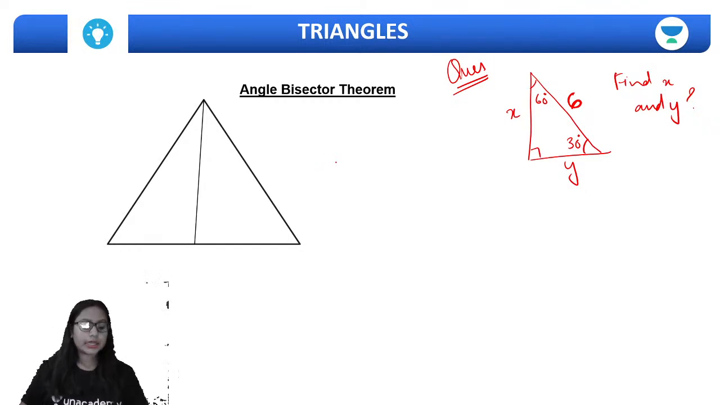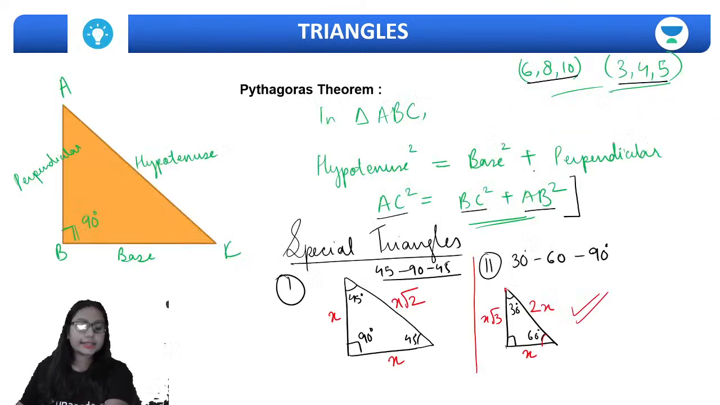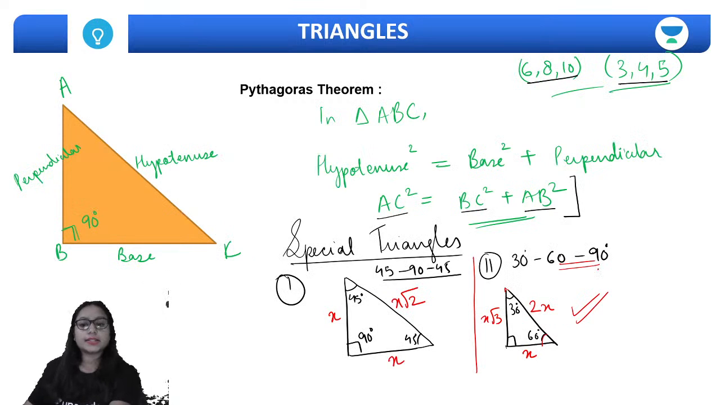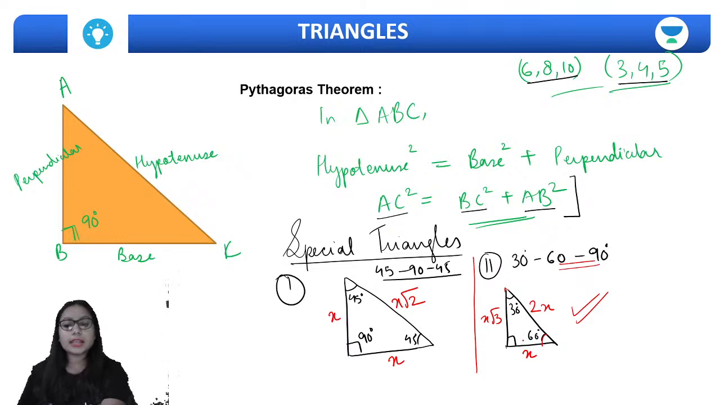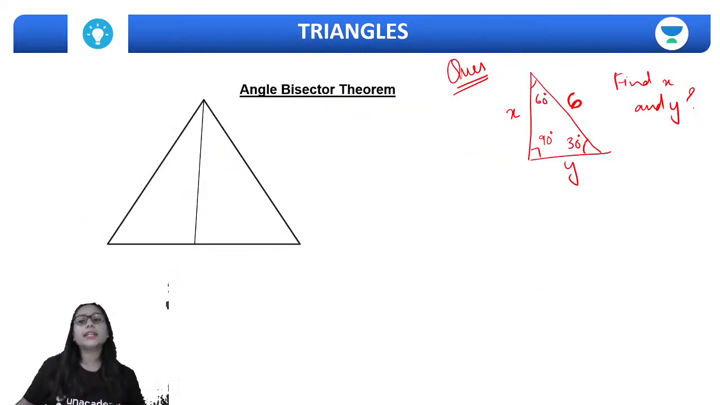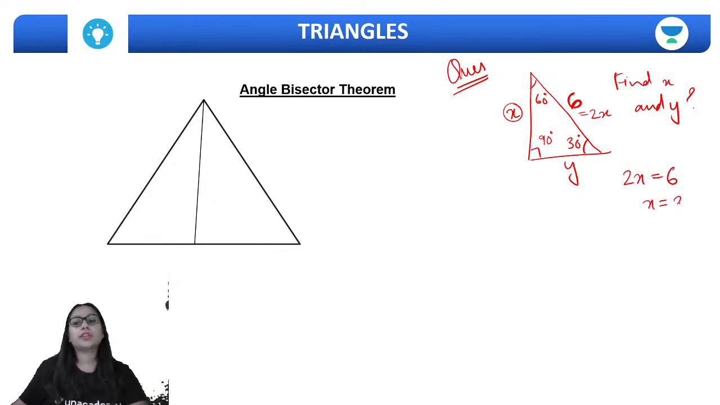Okay, let us discuss. So see, this is a 30, 60, 90 degree triangle, the second kind of special triangle we discussed here. We should always take the side opposite the 30-degree angle as x. And the hypotenuse is always equal to 2x. Therefore, 2x is 6, hence x is 3. So the length of this side is 3, and the length of this side is given by x root 3, hence this side is 3 root 3.